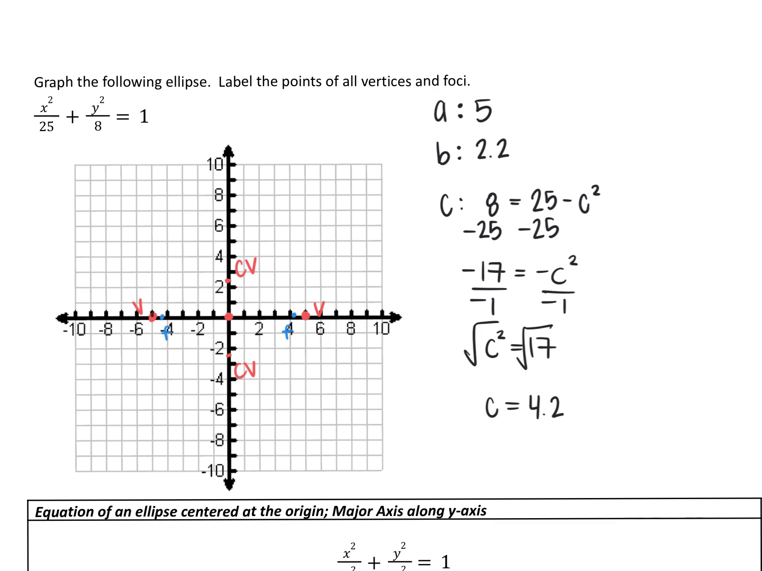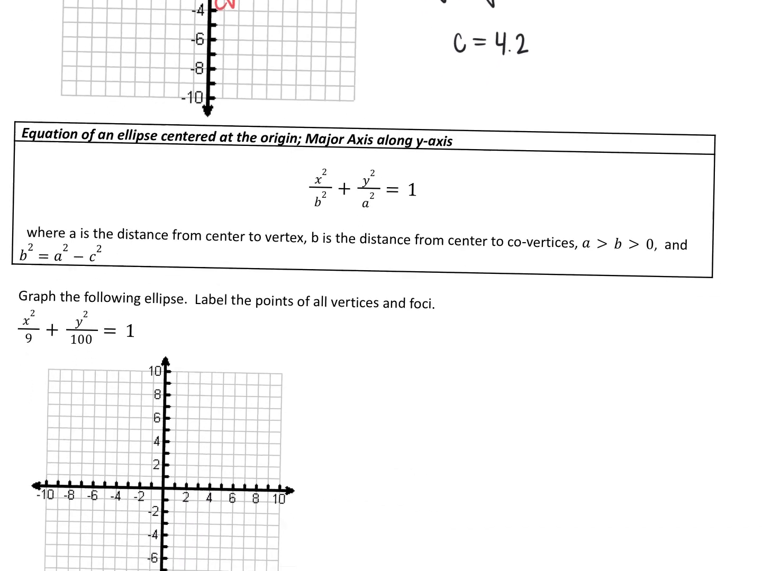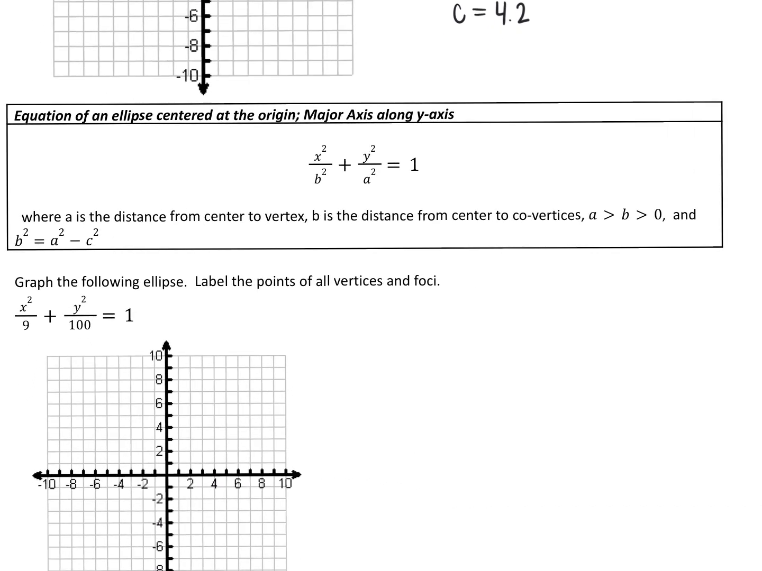So when I connect my vertices and my co-vertices, I end up with my ellipse. We also can have an ellipse centered at the origin whose major axis is along the y-axis. So that means it's longer going along the y-axis.